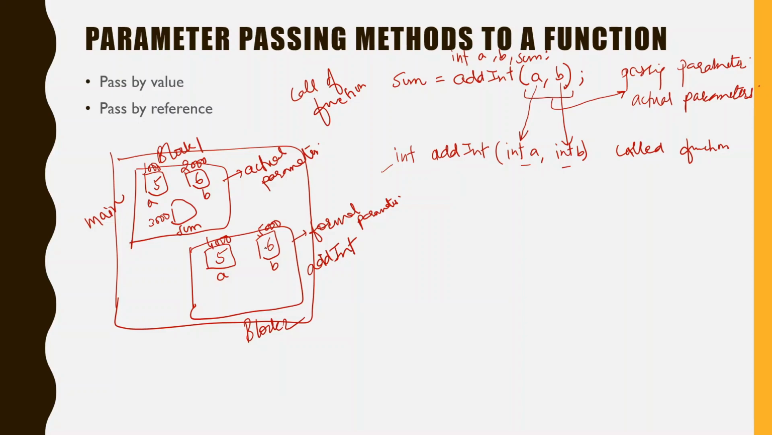But in different blocks, or you can say in different scopes, you can have the same name of variables, and these two variables are not of the same memory location because they are not the same. This a and this b of block 1 are different from this variable a and b of block 2. So these two are different, and the values of the parameters are only copied, fine.